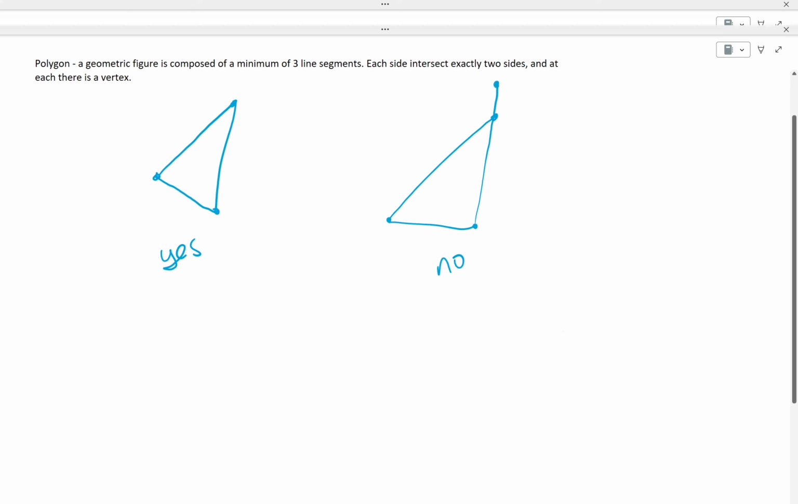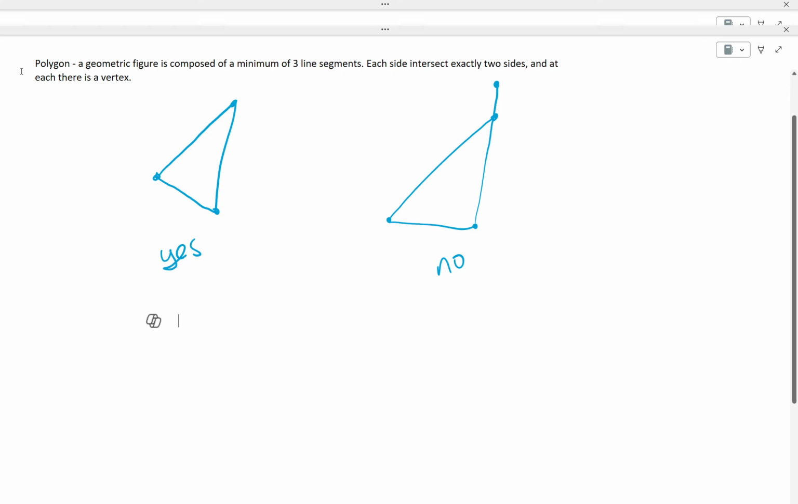Now, some of you guys have learned this whole thing, open figure, closed figure, right? So if I had this thing right here, 1, 2, 3, 4 line segments, that's not a polygon. That was the issue: this vertex right here only intersects one side. So that's really the issue with it, not that it's open or closed.